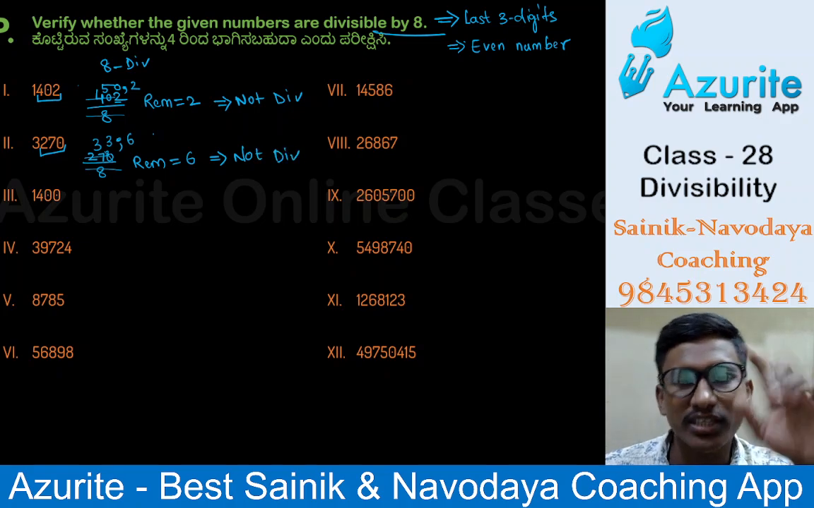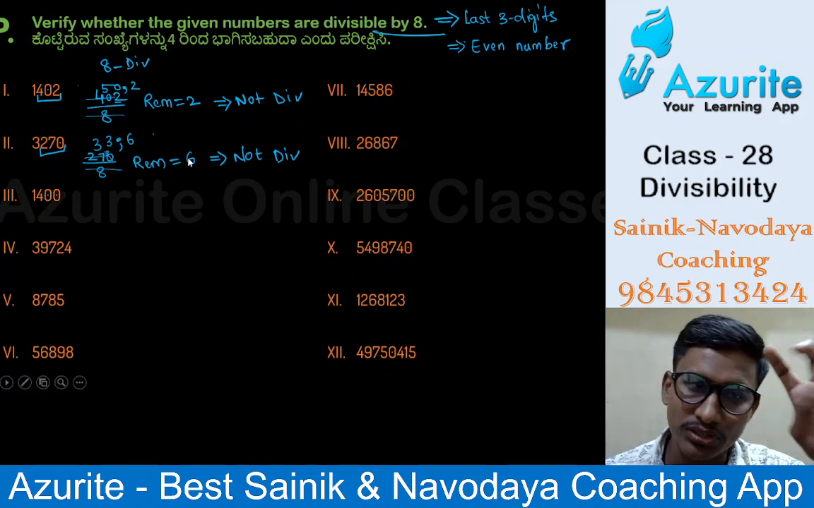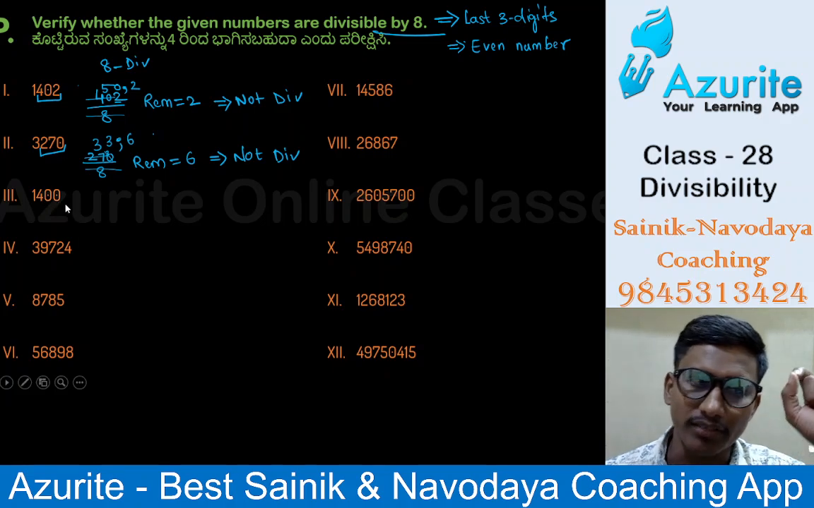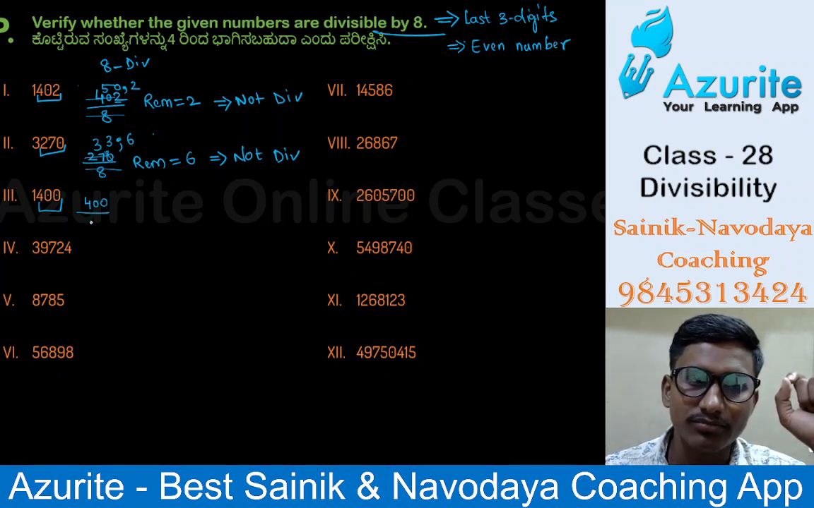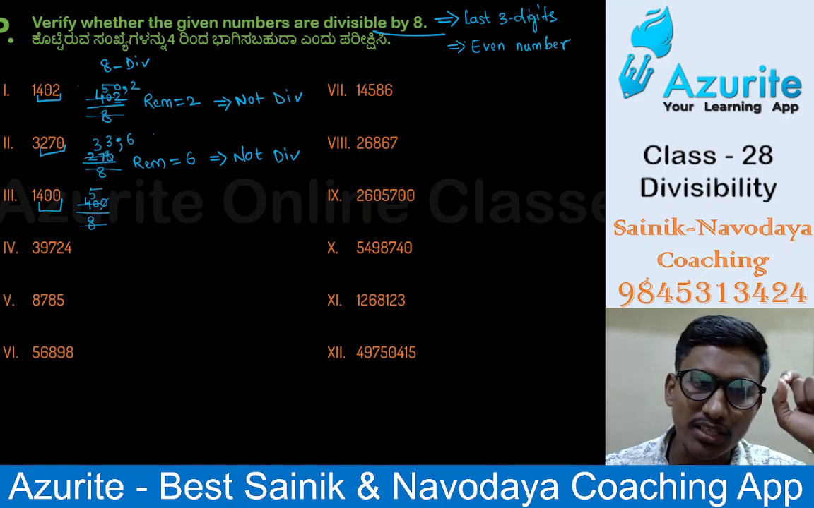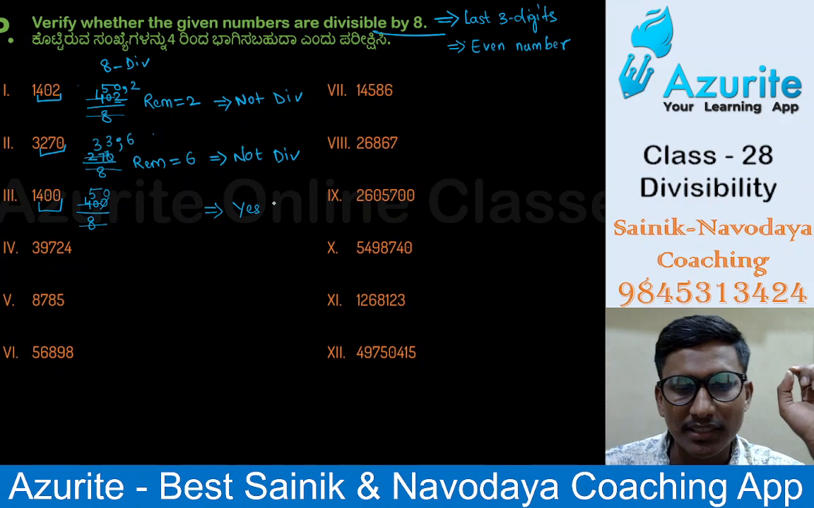Understood? We have to check how many digits for 8. For 8 we have to check 3 digits. Now here, last 3 digits is 400. So 400 divided by 8. Is it completely divisible? Yes. 8 how much are? 8 5s are 40. 8 zeros are 0. No remainder. Remainder is 0 here. So no remainder, completely divisible. So yes, it is divisible.